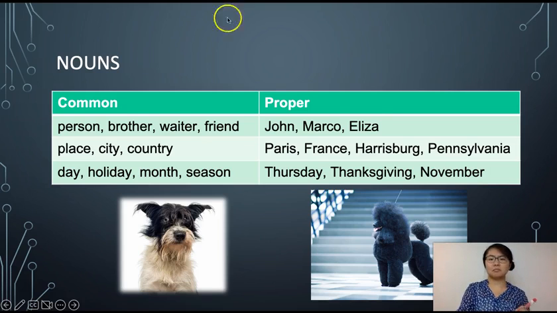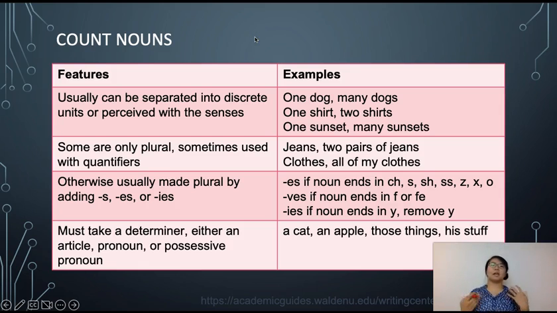So moving on, count and non-count nouns. This is, as you can see, the slide on count nouns. I couldn't fit all of it onto one slide. So usually count nouns can be counted. They can be perceived or separated into discrete units. So, one dog, many dogs, one shirt, two shirts, red shirt, blue shirt. There's one sunset per day, but you could see many sunsets over your lifetime.